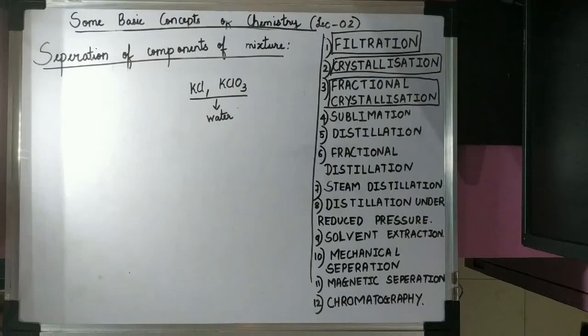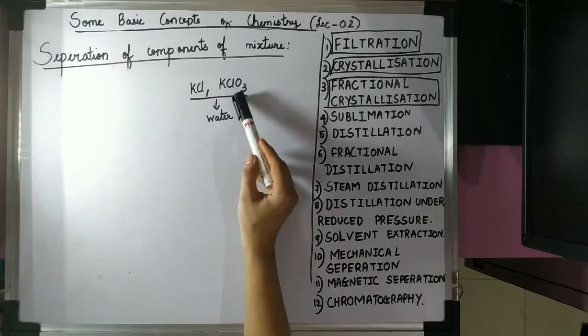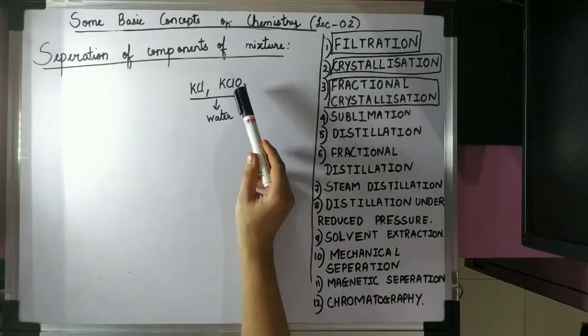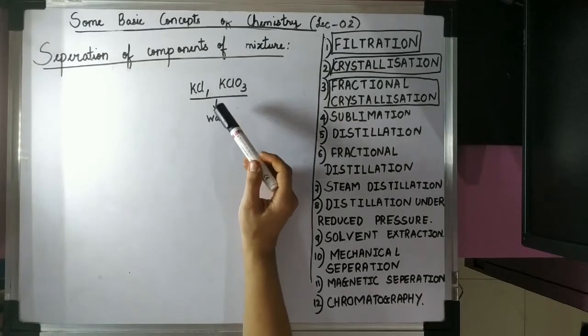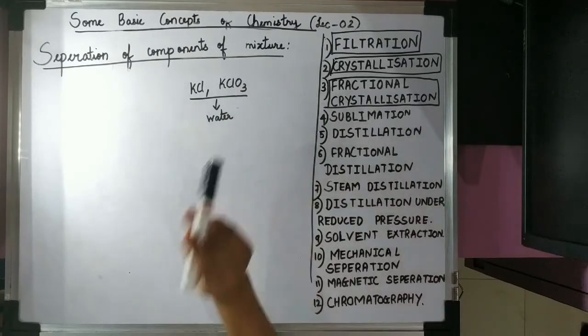The third technique that we have to use is separation using fractional crystallization. Now why is fractional crystallization used? Suppose there are two solids present, and let's say their solubility is different in a common solvent. For example, we have KCl and KClO3. What we know is KClO3 is less soluble in water than KCl. So we can use fractional crystallization.